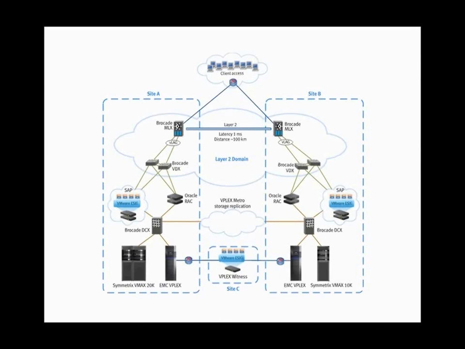On Site A, a VMAX 20K provides the storage, whilst on Site B, a VMAX 10K is used. Brocade VDX switches are deployed at each site. VMware routers are used to extend Layer 2 networking between the data centers. The SAN was built using Brocade DCX backbones.